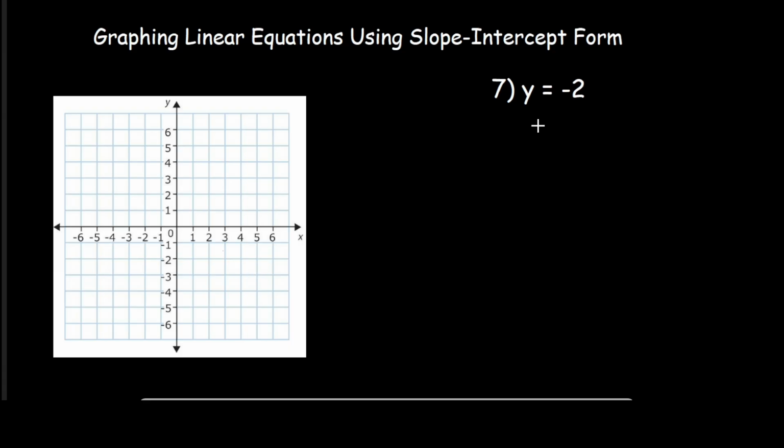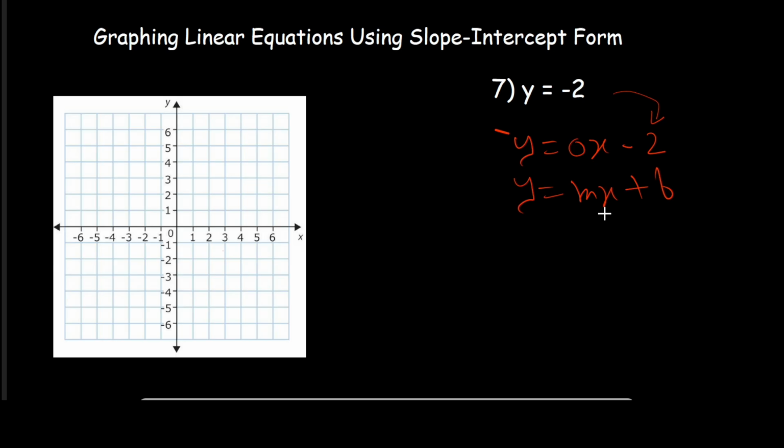So here is our next problem, which is y equals -2. Now you can see this is a different form. We don't have x here. So we have to convert this equation into y equals mx plus b form. So y equals, it has no x, so we can write it like 0x - 2. So this is the slope-intercept form.